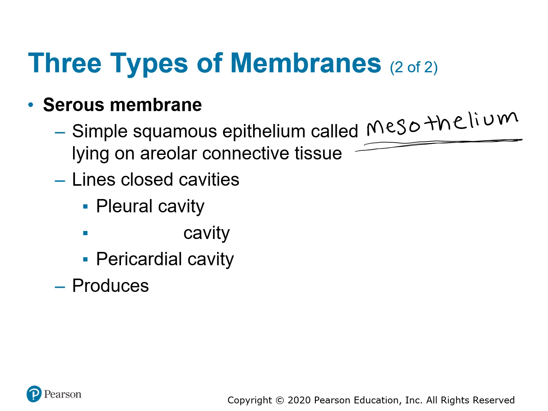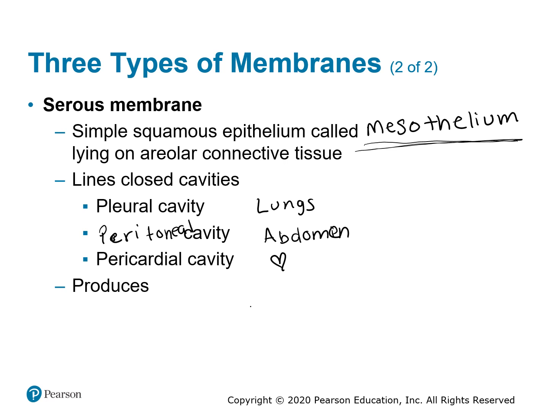These serous membranes line closed cavities. Mucous membranes line open ones, serous membranes line closed ones. Some examples of those closed cavities are your pleural cavity, your peritoneal cavity, and your pericardial cavity. Pleural covers your lungs. Peritoneal covers your abdomen. Pericardial covers your heart.